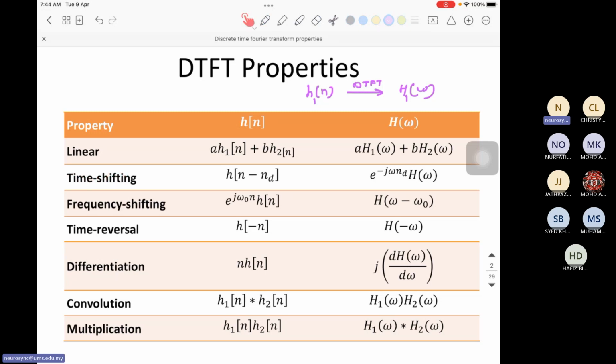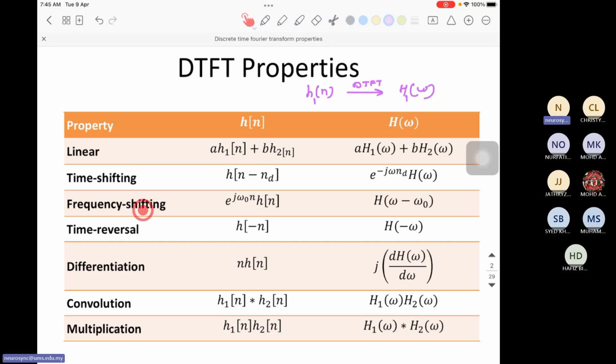Then the time shifting. Time shifting means if I shift the signal in the time domain, like instead of h of n, I shift h of n by some delay nd, then in the frequency domain it is multiplied with e to the power minus j omega nd. So you should understand: if it is delayed by some delay nd, then to the original DTFT output, I should multiply the term e to the power minus j omega nd. This is called time shifting.